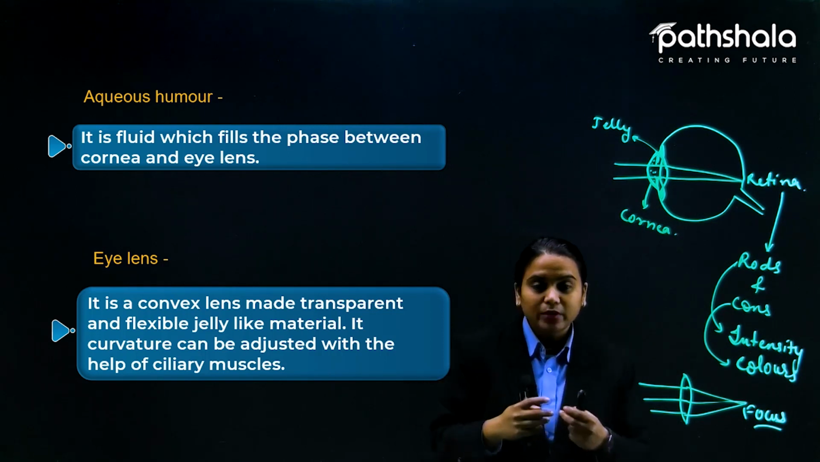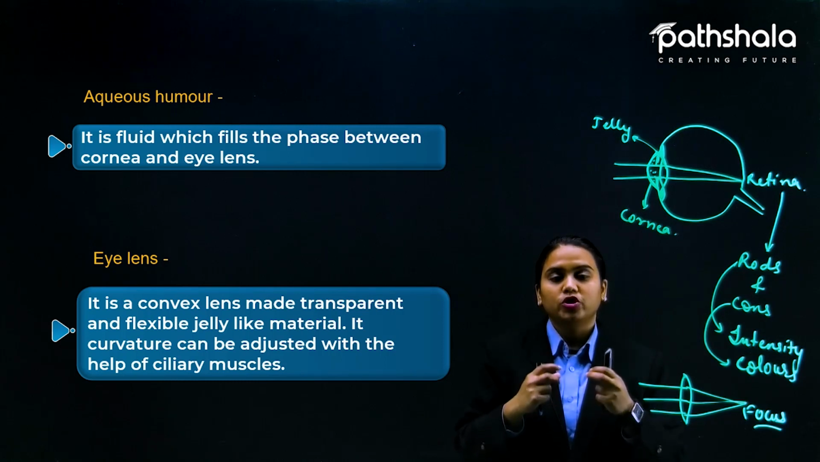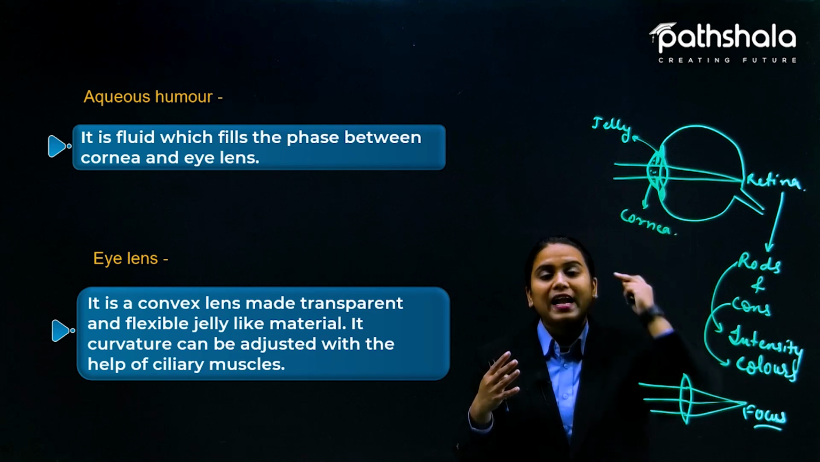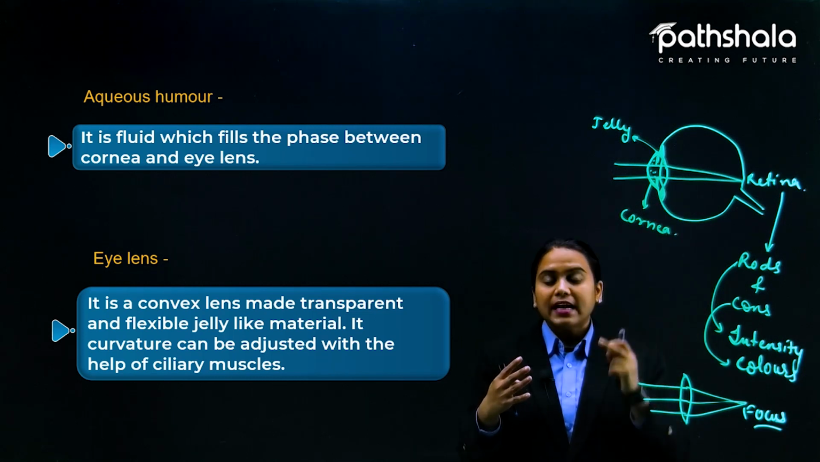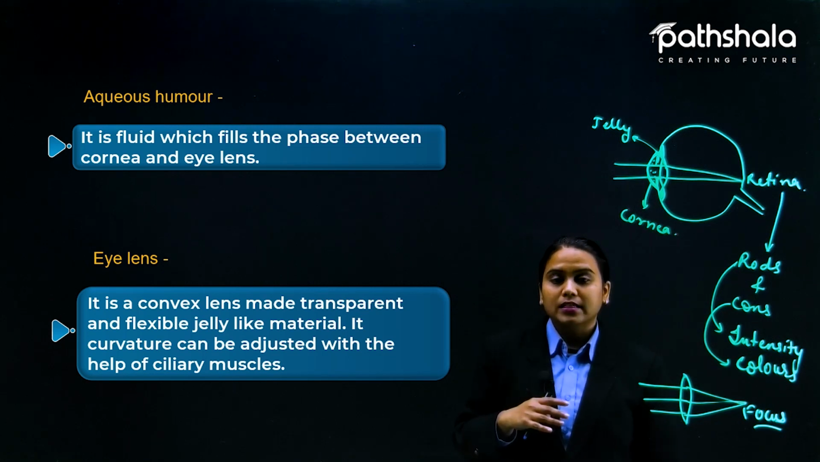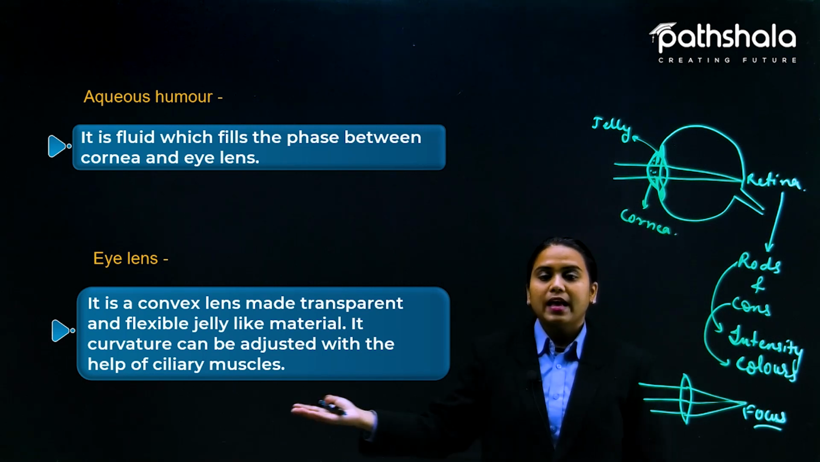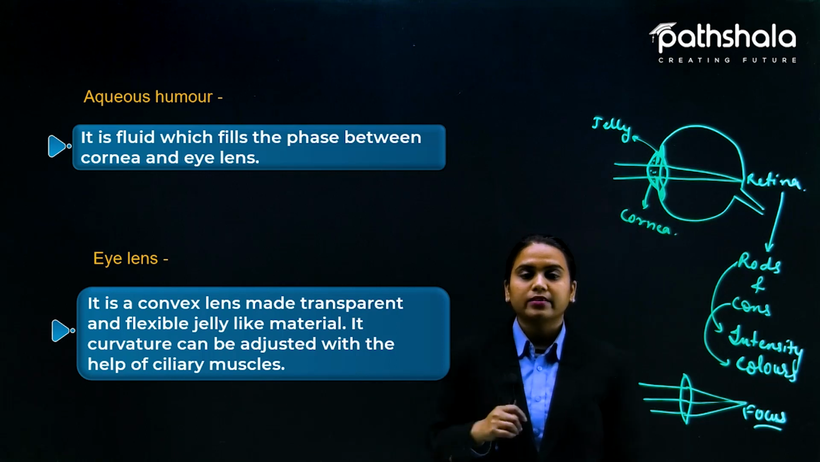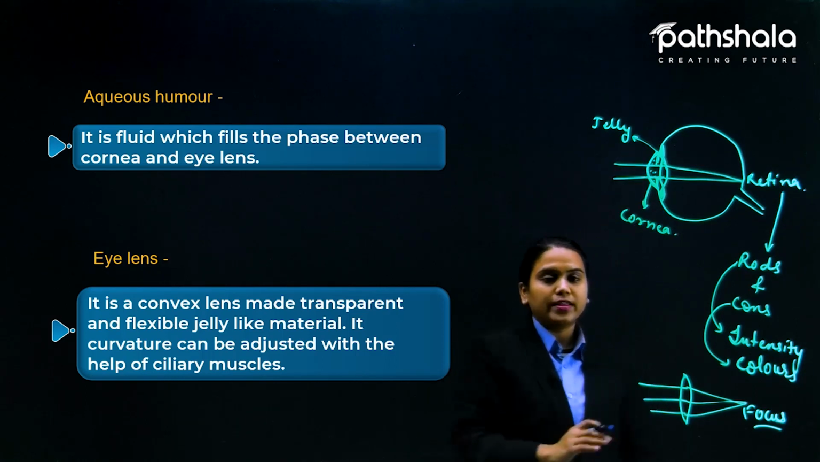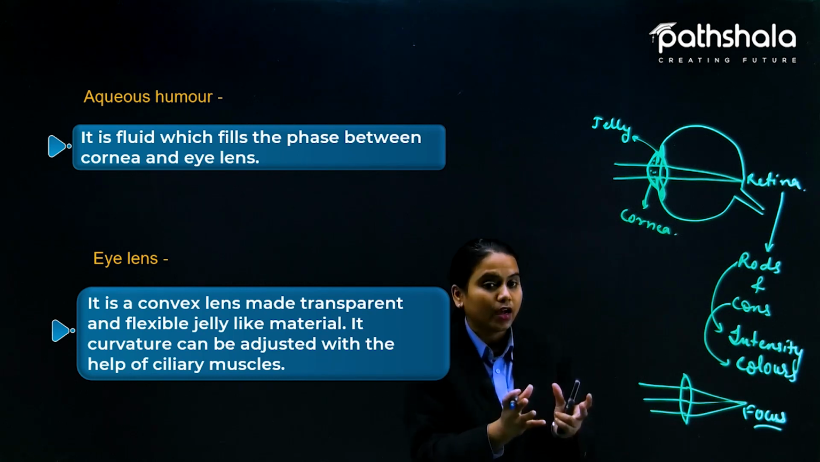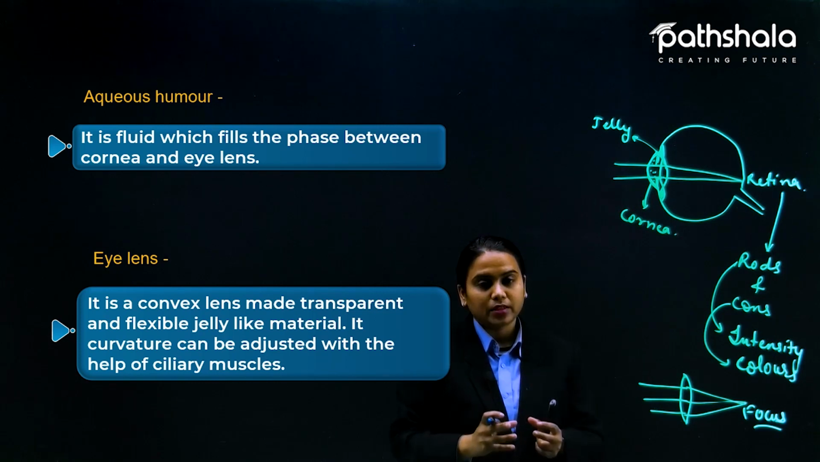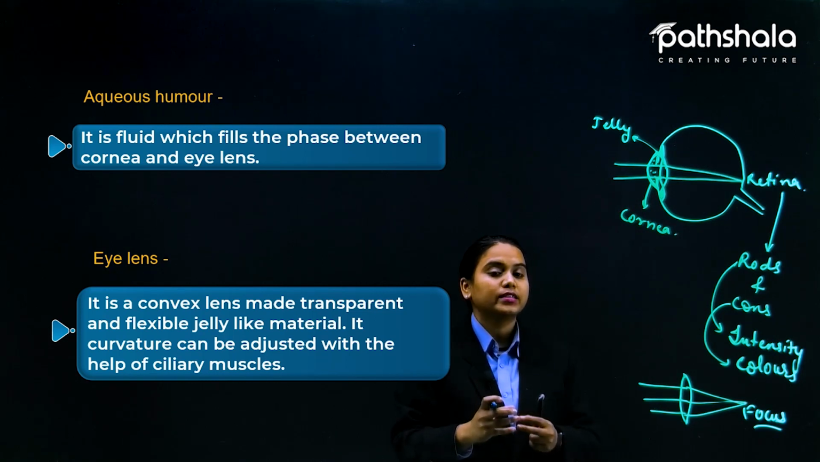So it is flexible. According to the position of the object, whether it is close or far, it is going to adjust itself, and that is going to be helped by the ciliary muscles that we are going to read about. Here the ciliary muscles are written. The curvature of this eye lens, whether it would be thin or thick, all gets adjusted by these ciliary muscles. And why do we need to adjust that?